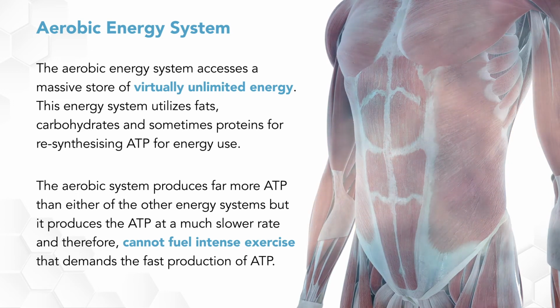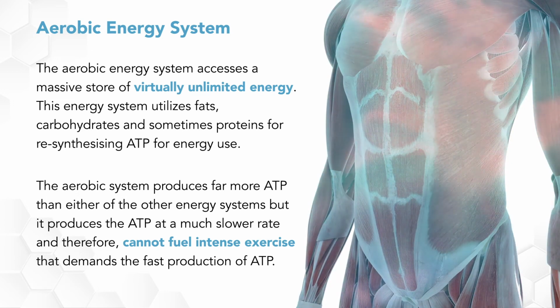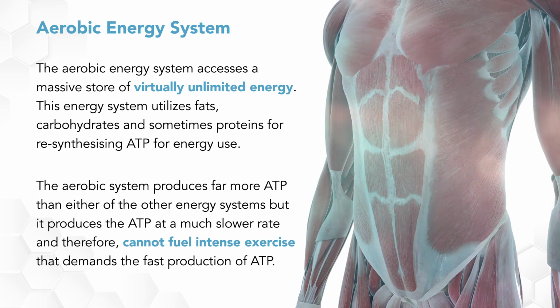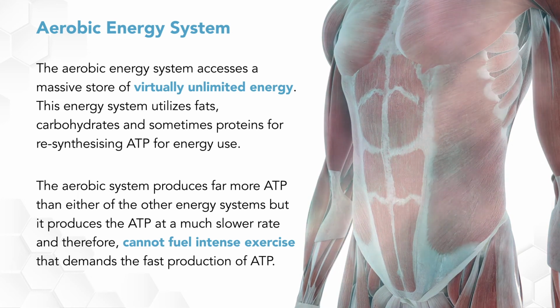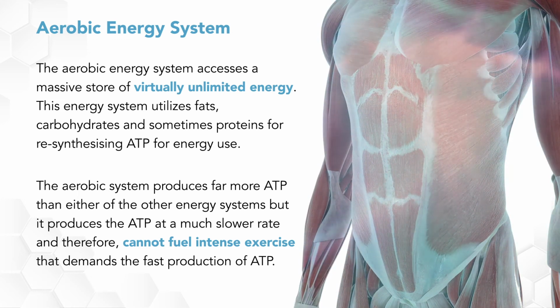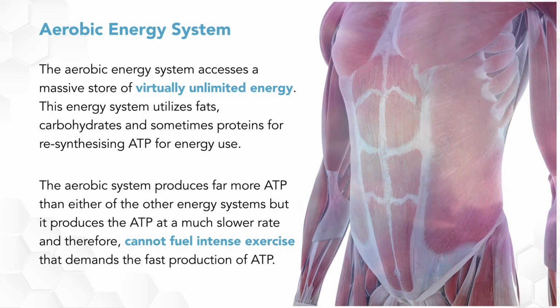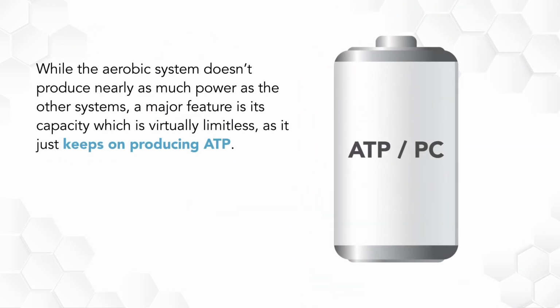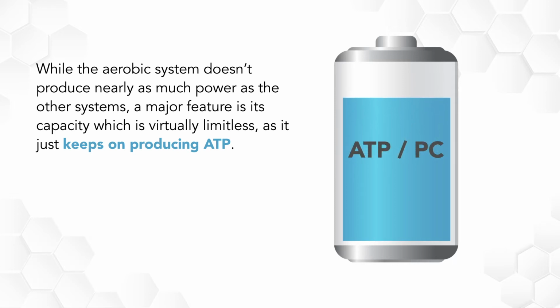Think of the aerobic system as the big diesel bus with a massive fuel tank, as opposed to the V8 car of the ATPC system and the V6 car of the anaerobic glycolytic system. While the aerobic system doesn't produce nearly as much power as the other systems, a major feature is its capacity, which is virtually limitless, as it just keeps on producing ATP. Think of this capacity as the fuel tank of the diesel bus. It is so big that it'll hardly ever run out of fuel.